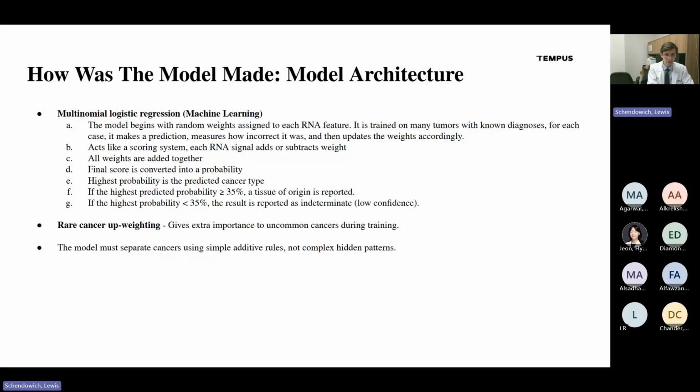The model must separate cancers using simple additive rules. There are no complex hidden layers here, which we'll talk about a little bit later with the CARIS AI. The clinical translation is that the model can only make decisions it can explain linearly. Similar to how TTF1 positive IHC supports lung cancer, you can think of it in the same process. You have a direct probability of having a specific cancer type based on that RNA feature itself.